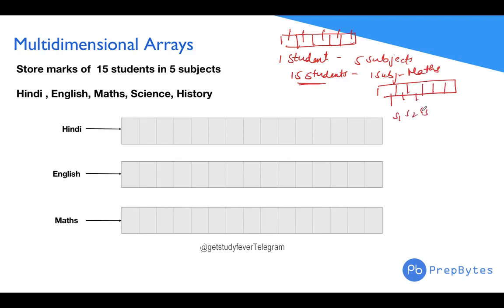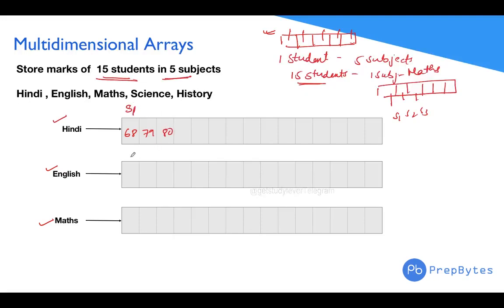Now what happens if I want to store marks of 15 students in 5 subjects? If you really try to think about it, you can't do that using one array. One array won't be sufficient in this particular case. We will have to have multiple arrays. So let's say we have one array for Hindi, one for English, one for maths. For Hindi, I'll store, let's say, the first student gets 68, 79, 80. So this is for student 1.